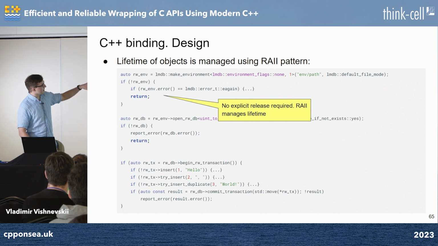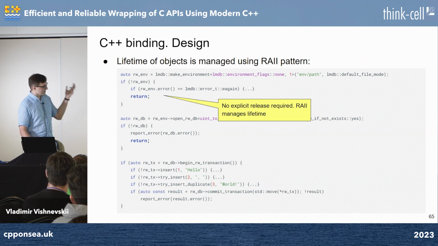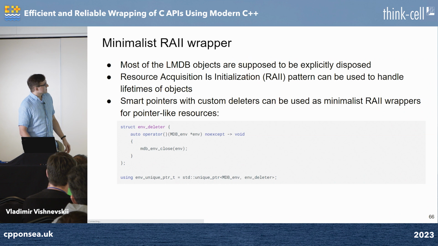What we see here also is that if we have some error, we can handle the error somehow, and then we can just return. Yeah, so we do not have any explicit disposal of any of the resources. This is because we are using the RAII idiom, or RAII pattern, to handle the resources. Yes, so generally speaking, a minimalist RAII handler.